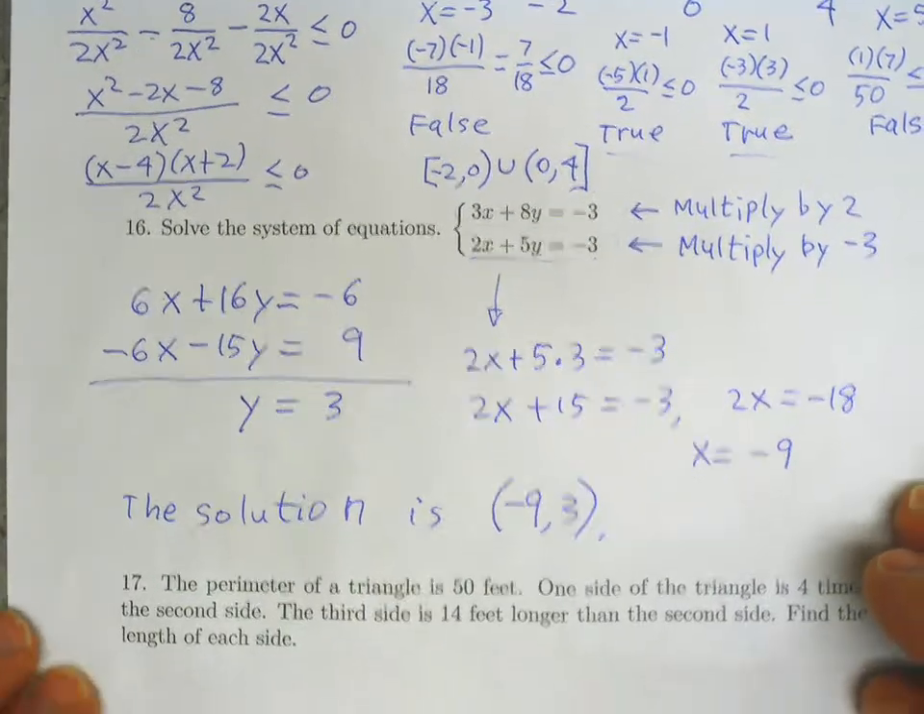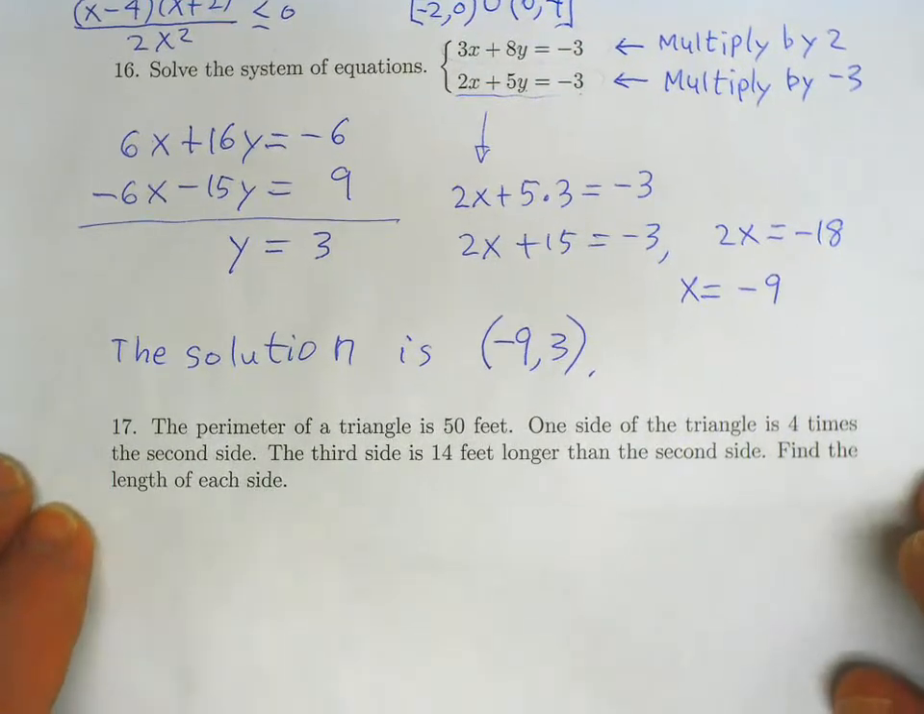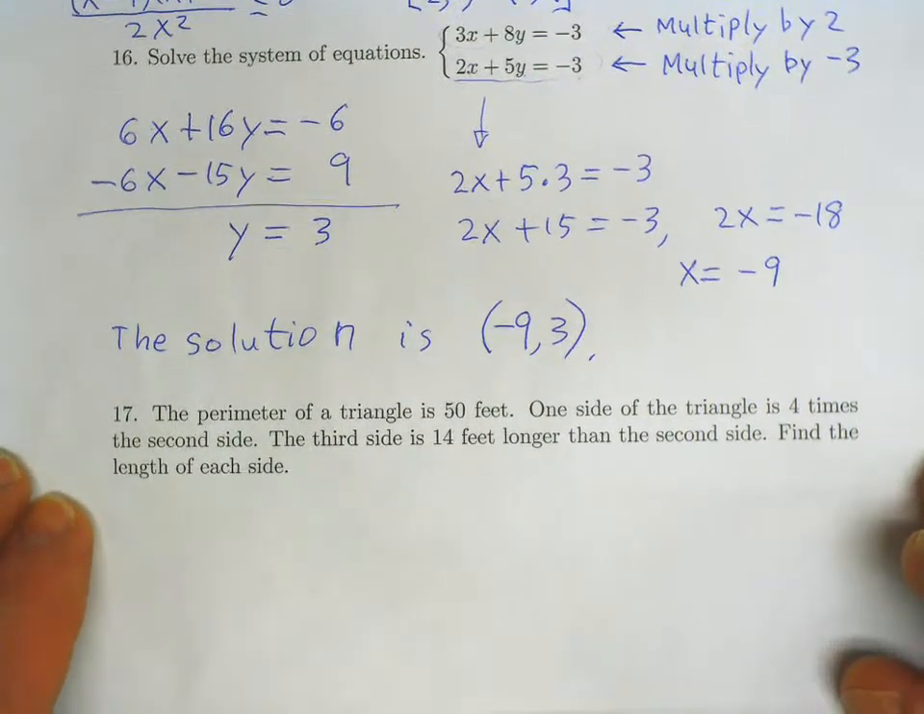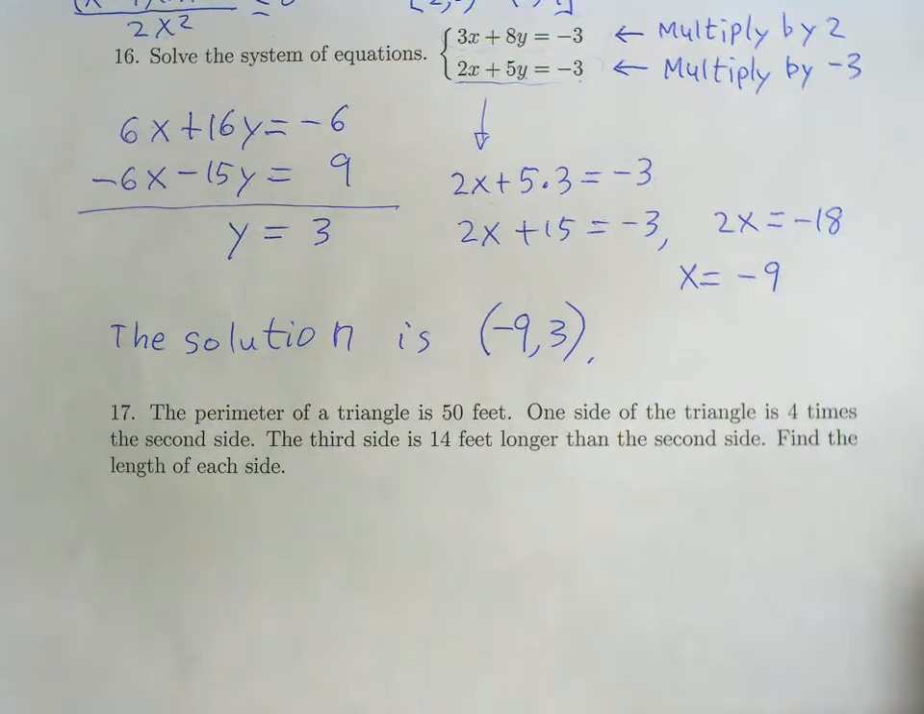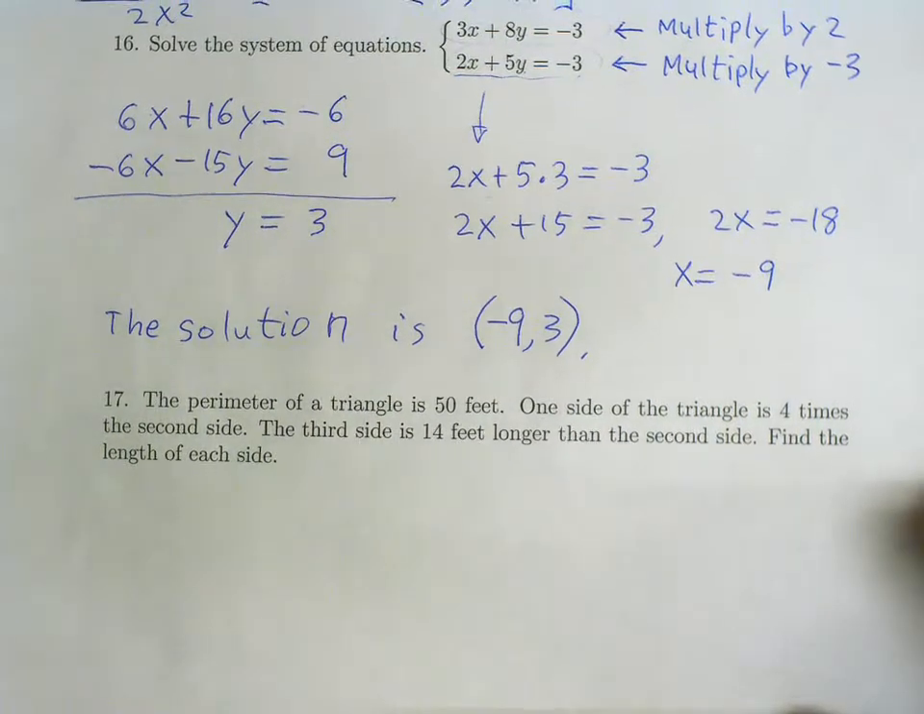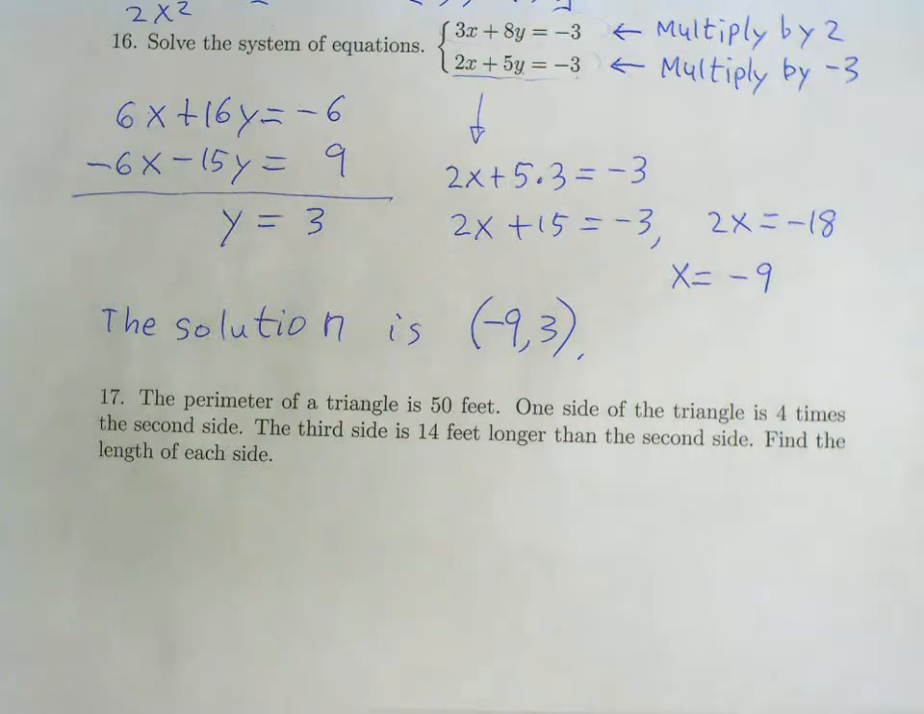Okay, the next problem, number 17. The perimeter of a triangle is 50 feet. One side of the triangle is 4 times the second side. The third side is 14 feet longer than the second side. Find the length of each side.